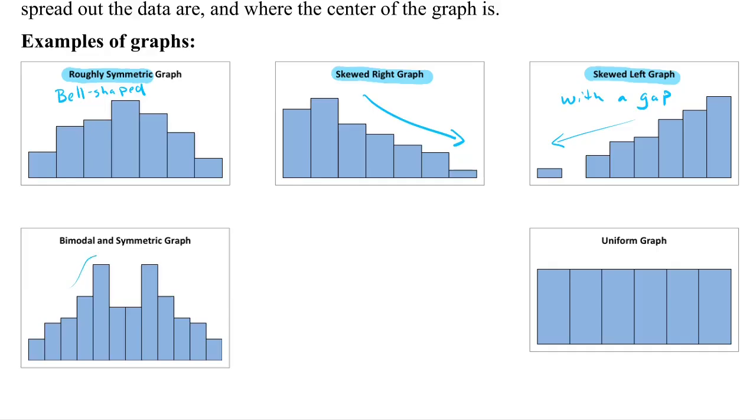This next one, notice the two peaks. We say that this is bimodal. And if we flip it horizontally, it looks about the same. So we would say that this is symmetric. And then this last graph, notice the bars all have the same height. We would say that this is uniform. So those are just some of the ways that we can describe graphs. In the next video, we're going to go through a data set and make a histogram, and then we'll describe the shape of that histogram.